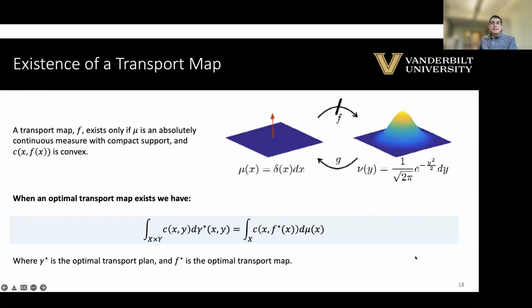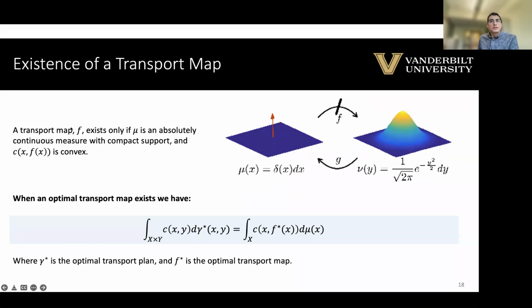Of course, we can immediately see that this transportation map does not necessarily exist. So an example is if mu is a delta, a Dirac function, and then our nu is simply a Gaussian probability measure, then we can't find a map that maps this Dirac to a Gaussian, but in the reverse, this is true. We can find a map that matches a Gaussian to a Dirac.